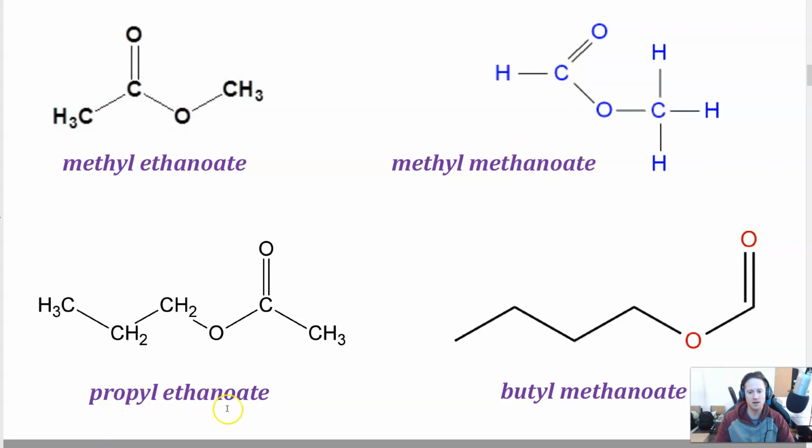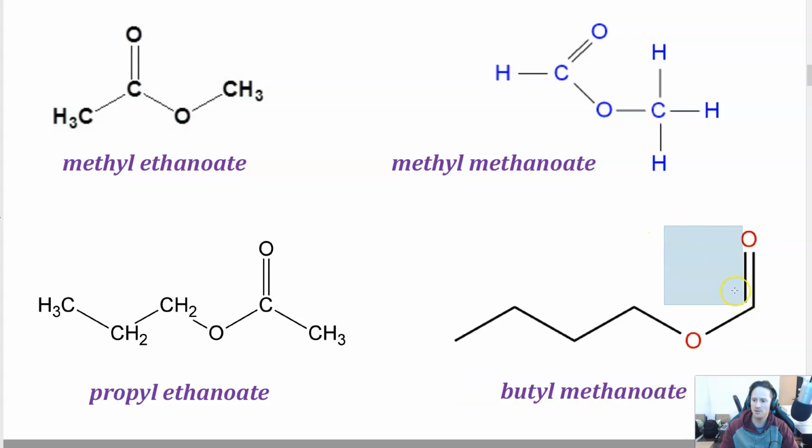This is propyl ethanoate. Again, here, oxygen, 3 carbons makes propyl, and then 2 carbons, ethanoate. And this is butyl methanoate. So you can see the representation of the ester looks a bit different in the skeletal form. You just want to familiarize yourself with these oxygens side by side, which is how you identify your ester.